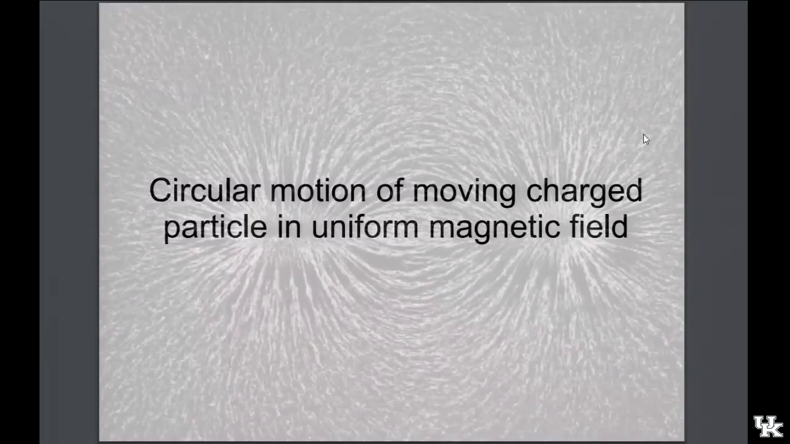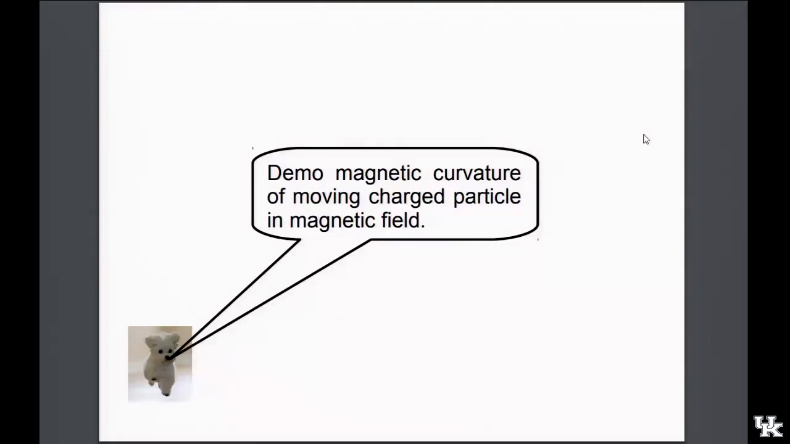I think the first thing I'm going to do is show you, I can't show you the complete circular motion of a charged particle like an electron, but I can show you how we get a curved motion that you could imagine becomes a circular motion for a charged particle in a magnetic field. So I'm going to switch on the camera, I think.